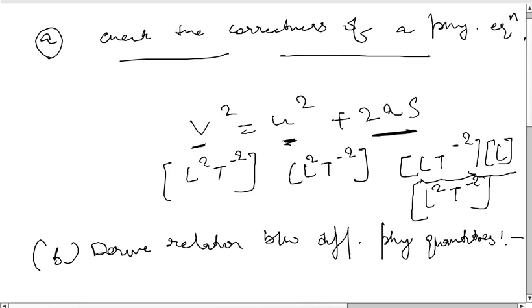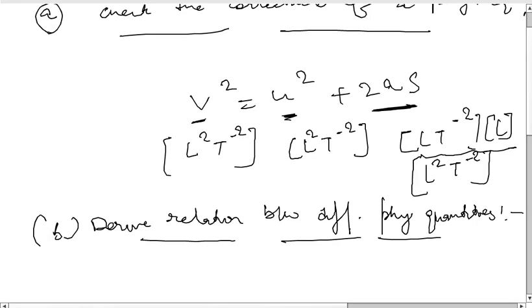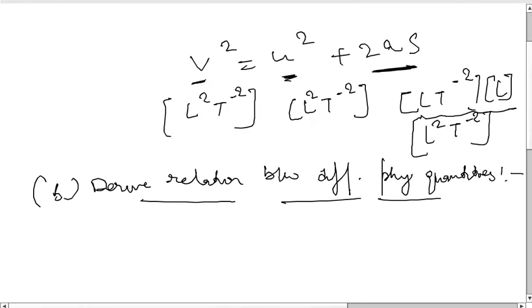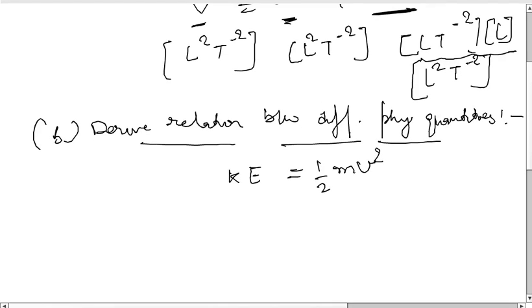Yeah, we can derive relations between different physical quantities. How do we do that? For example, guys, what is kinetic energy? Kinetic energy is 1/2 mv square. We have already studied this in our 9th class. But let us say I am not given this formula in the first go. I need to derive this formula.